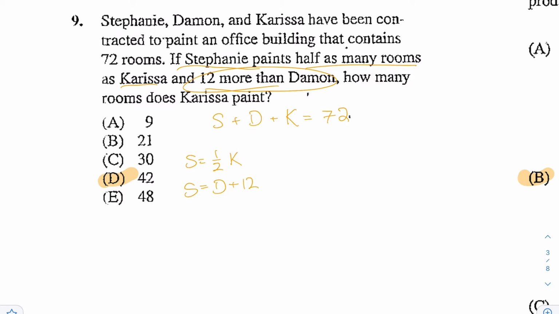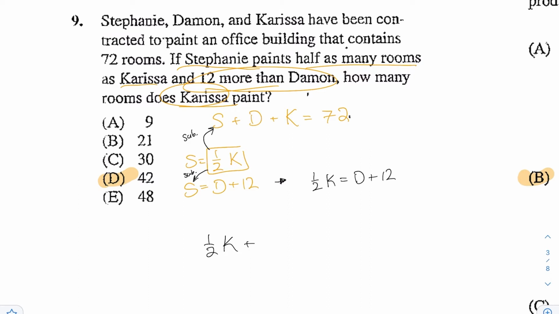But Stephanie paints 12 more than Damon, so S is equal to D plus 12. So from here, you can actually substitute in. Remember, our goal is to figure out Carissa, so you want to put everything in terms of K. Well, S is 1/2 of K, so you just do a substitution here. Instead of S, you have 1/2 of K. And now you just have to replace D with K. So you can replace 1/2 of K in here. Do another substitution. So instead of S is equal to D plus 12, it's going to turn into half of K is equal to D plus 12.